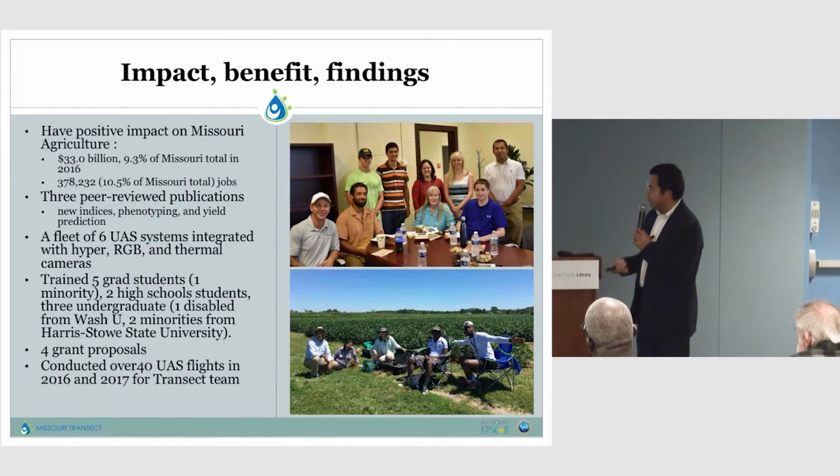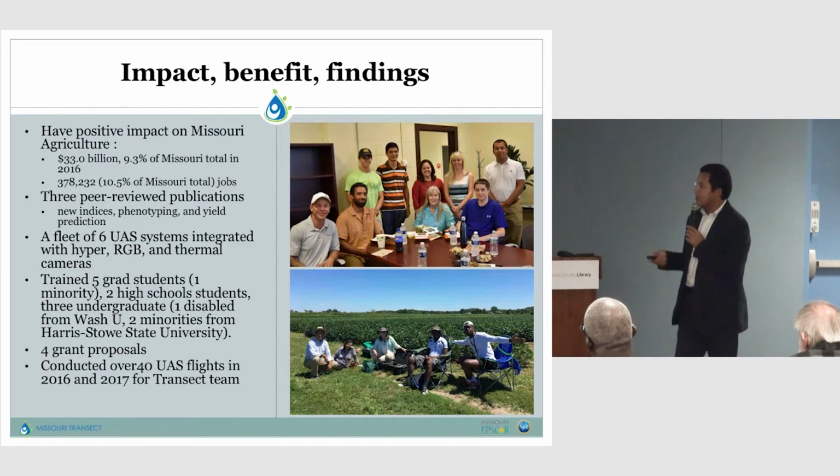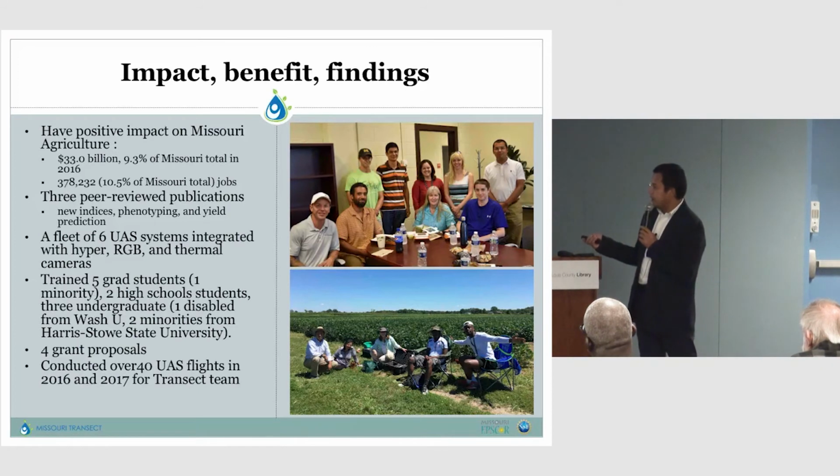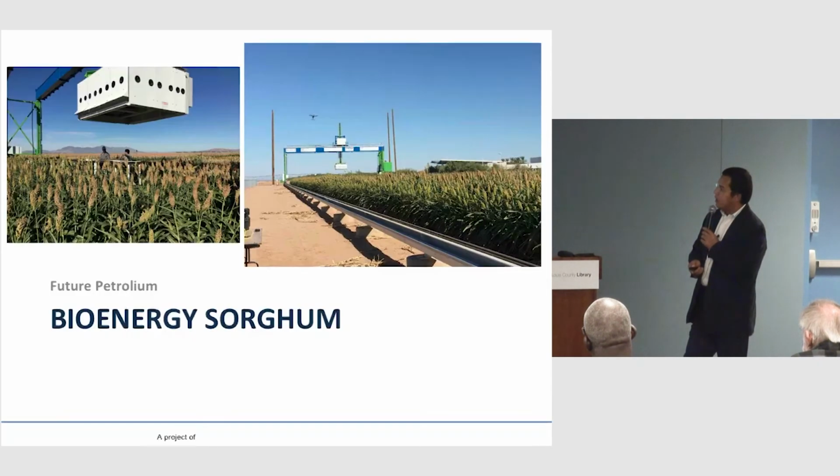income or revenue. And also it employs about 378,000 more jobs in 2006. So that's big for us, for the state. So agriculture is a big sector. And also many other outreach and activities. That's the impact of this research.